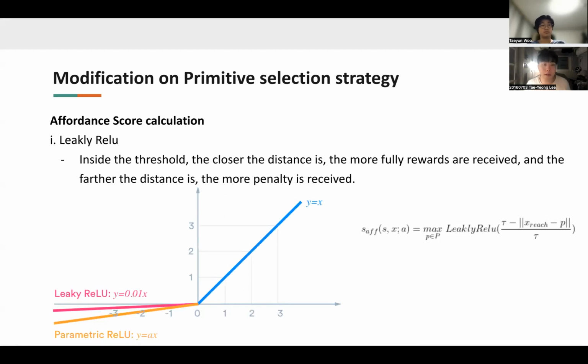So we apply the first solution as the Riccilello. Inside the threshold, the closer the distance is, the more full reward is received, and the further the distance is, the more penalty is received. This will lead to a more sophisticated reach position. However, this exceeds the 0-1 boundary of the Alperdon score, so we have to lift this restriction.